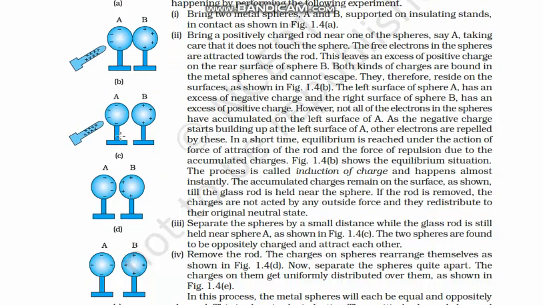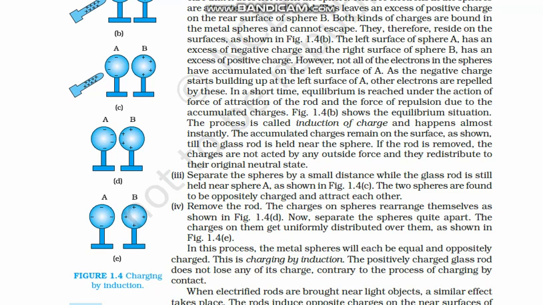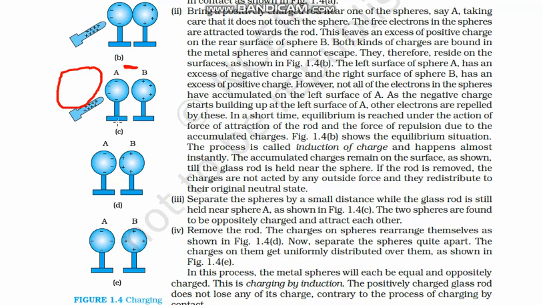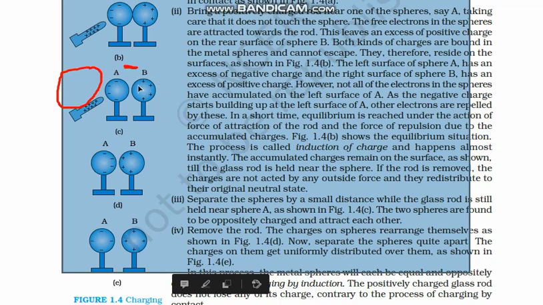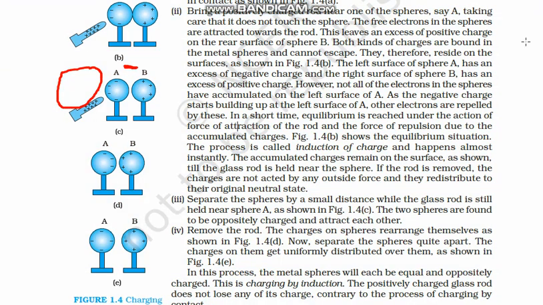In another example, this is again brought closer to the object, and this time A and B are also not touching each other, there is a gap. But we still see that the right side of B becomes positive and the left side of A becomes negative. Then this becomes positive, this becomes negative, again this is positive. This is an example of charging by induction.